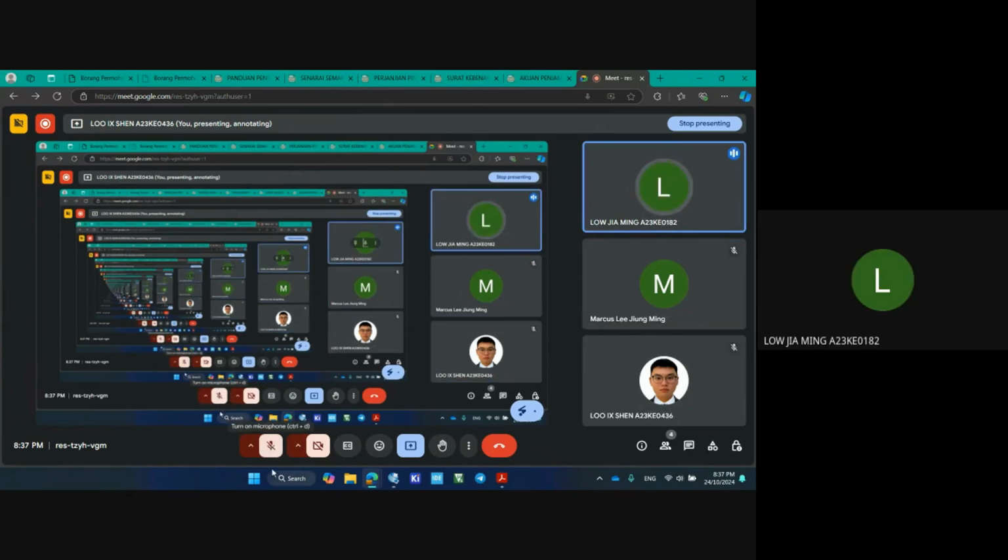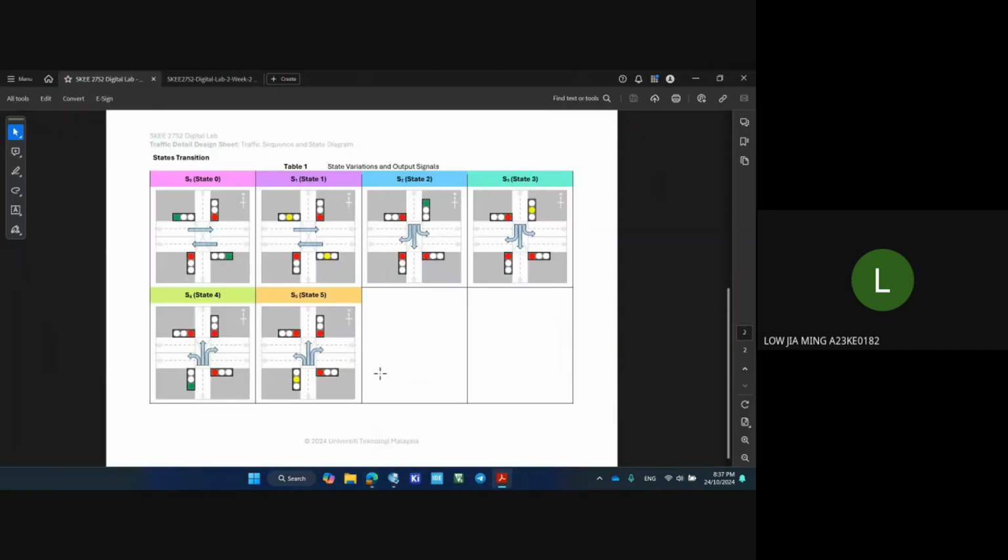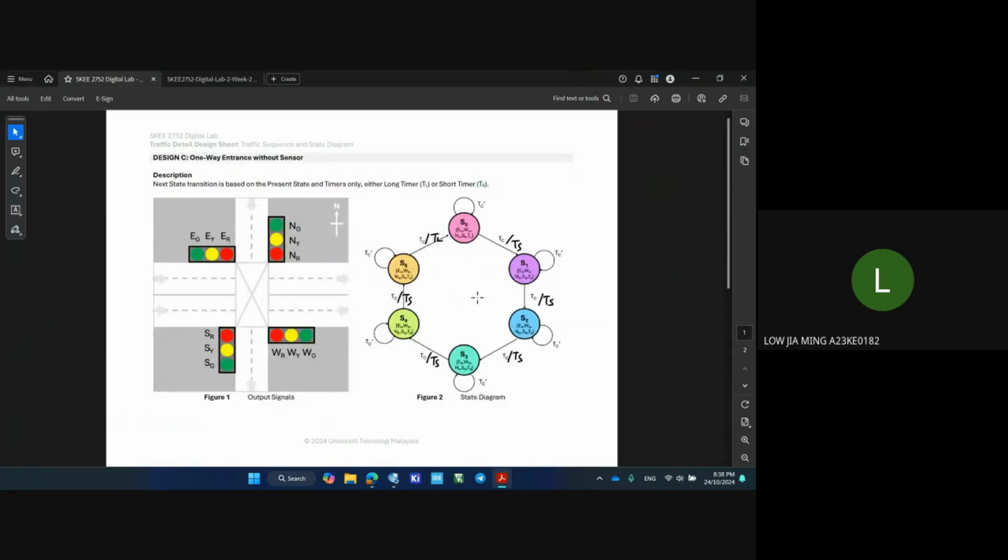So I'm going to explain the state diagram based on the design C given. The diagram for the traffic light system is actually a Moore finite state machine. Basically, the output of the traffic light signals depends only on the current state, and the state transitions are controlled by internal timers with the system operating synchronously.